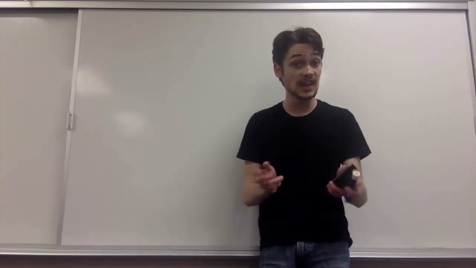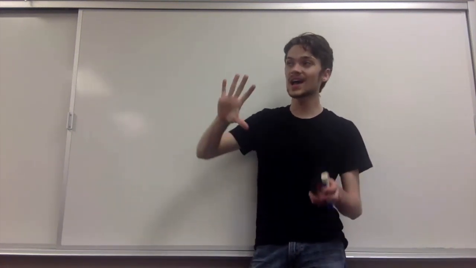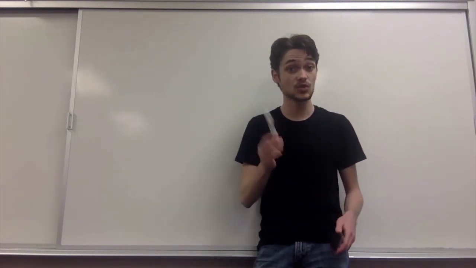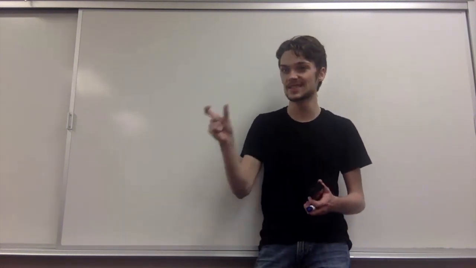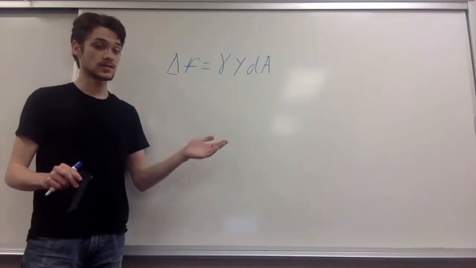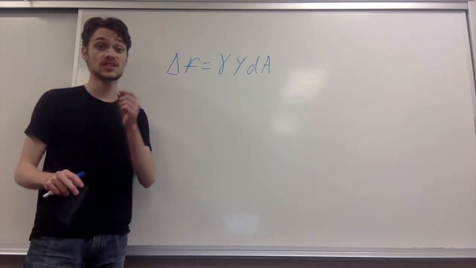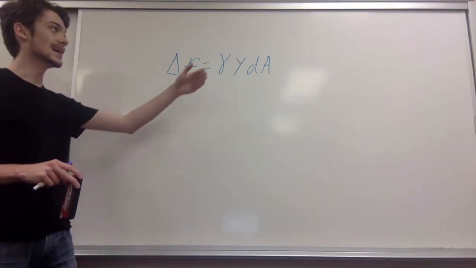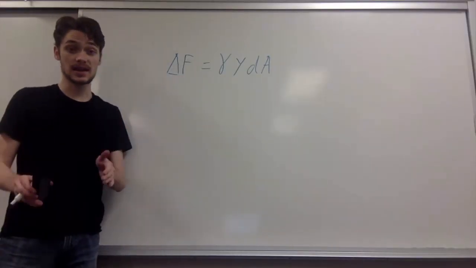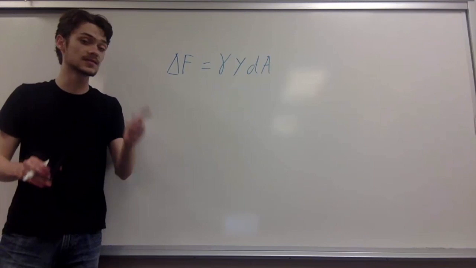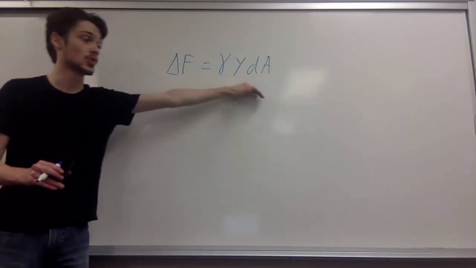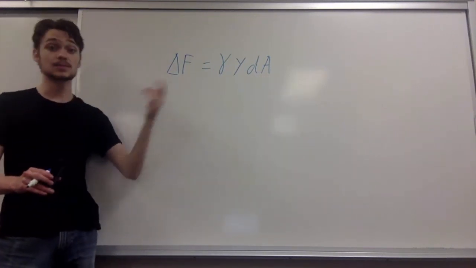Let's learn about second moments of inertia. If you have a bunch of forces that are acting on an object, and those forces are proportional to an infinitesimally small area that they are acting upon, then we can say that the equivalent force, the delta F, is going to be gamma times y times dA, gamma being a specific weight.